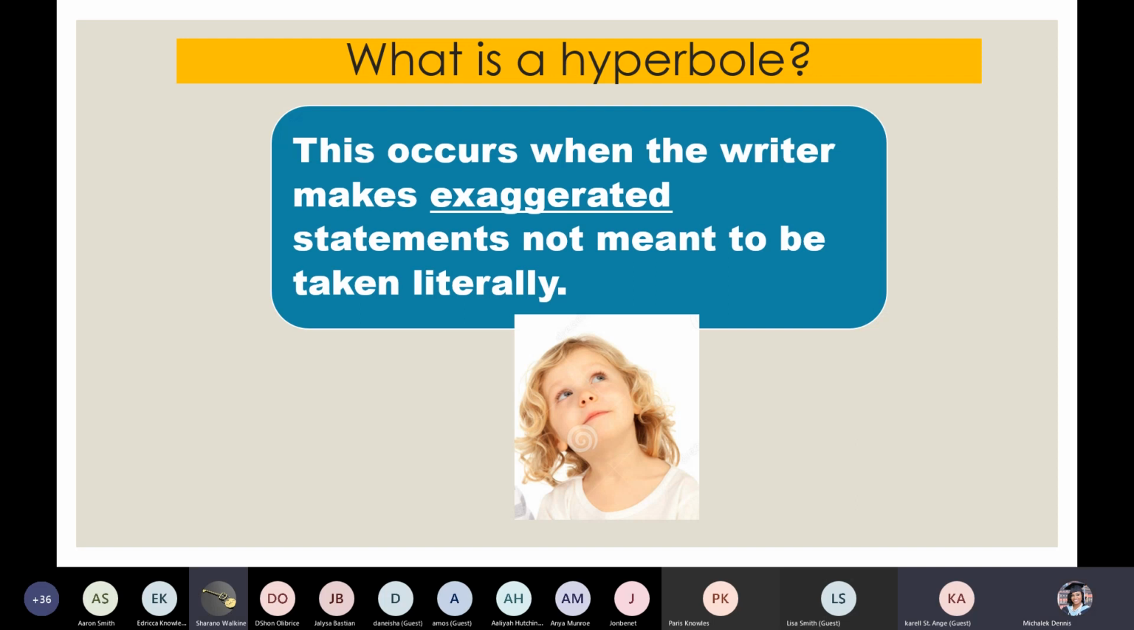She threw on the bus right away. I swear. But yes, you are correct. You were right. Stop. Don't second guess yourselves. Give yourself a pat on the back. Good job. So this occurs when the writer makes exaggerated statements, not meant to be taken literally. Now, you guys exaggerate all the time.